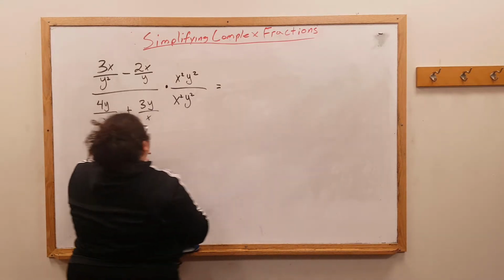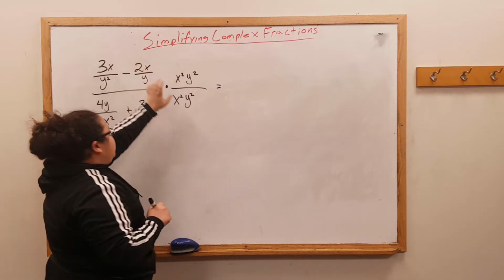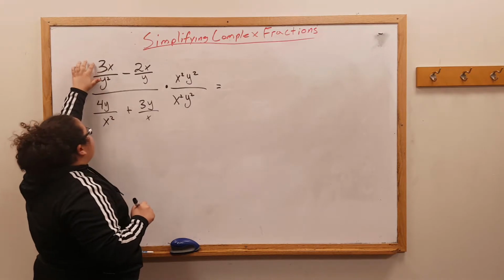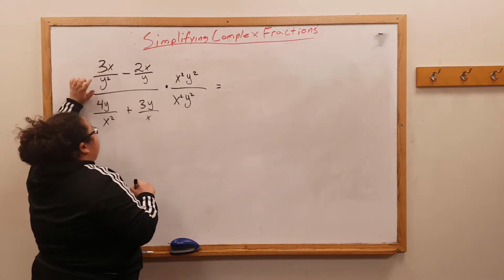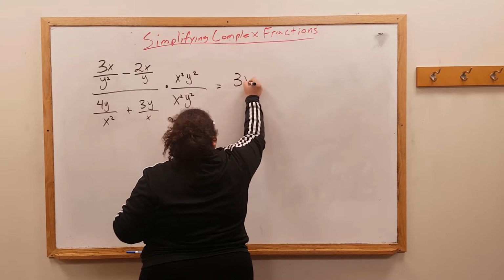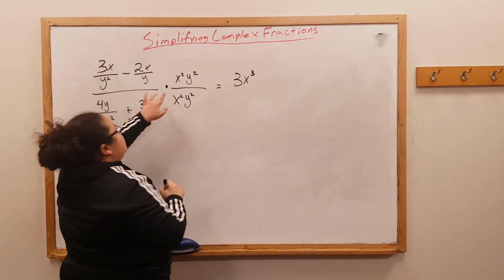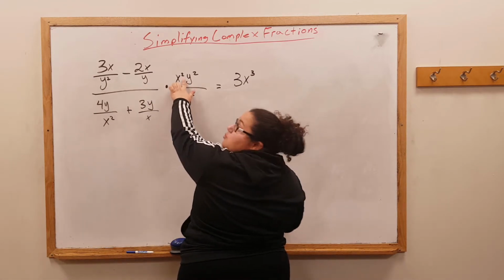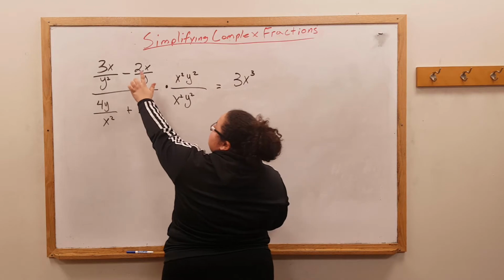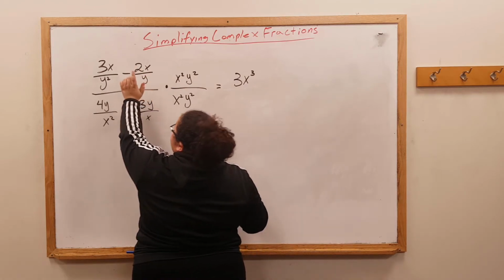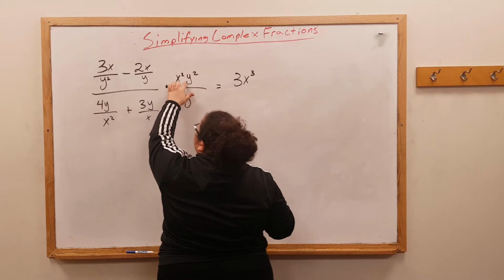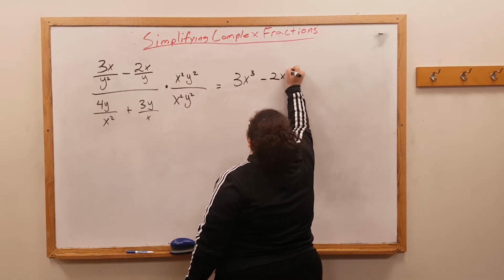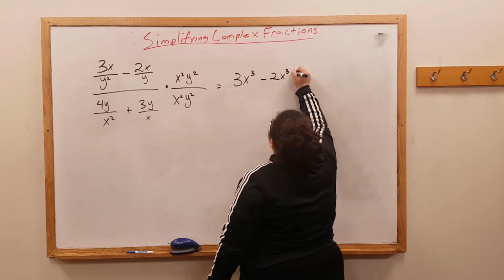Okay? Which equals, and again, you take the top with the top and the bottom with the bottom. So x squared times y squared times 3x over y squared, and we would get 3x cubed because the y squared would cancel. And again, the same process, x squared times y squared times 2x over y, only this time 1 y would cancel, which means you get minus 2x cubed times y.